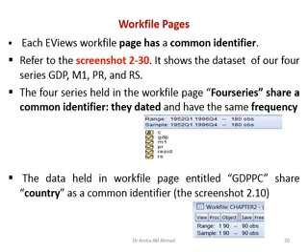Similarly, the work file page entitled GDPPC contains cross-sectional data on real GDP per capita in the year 1992 for 90 countries. It shares a common identifier, which is cross-section in this case. Look at the screenshot 2.10 in your textbook, which displays the work file for the cross-section data.